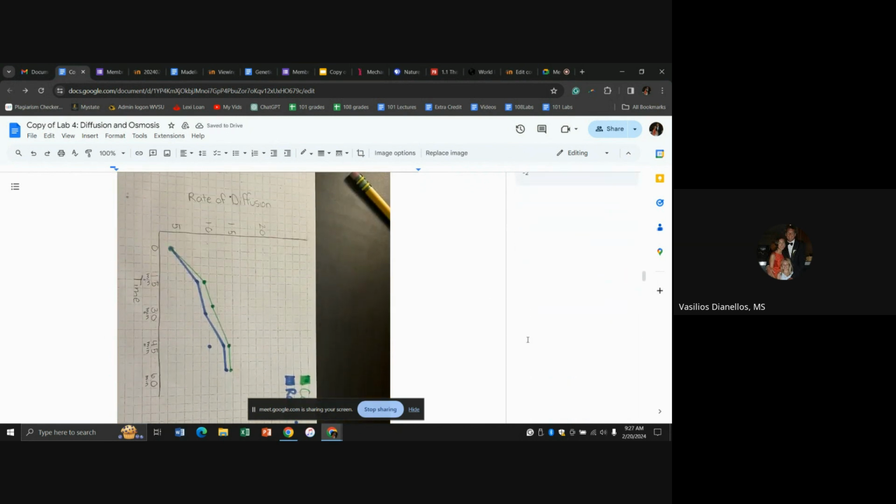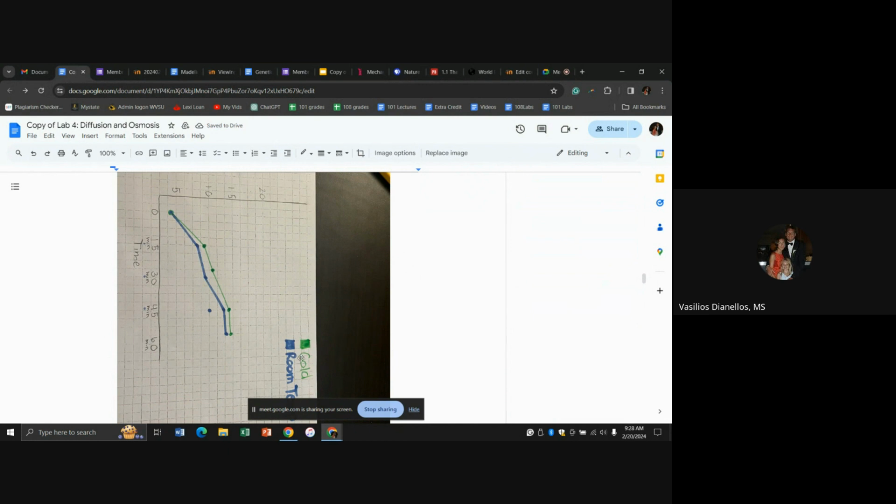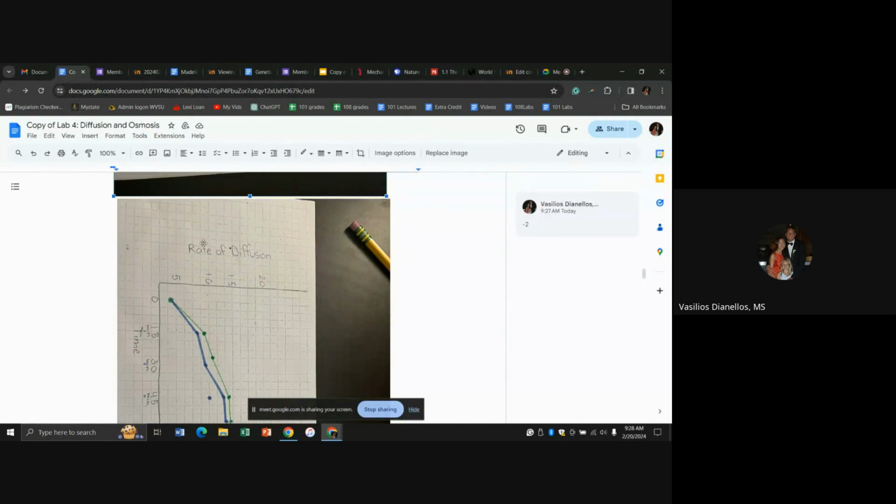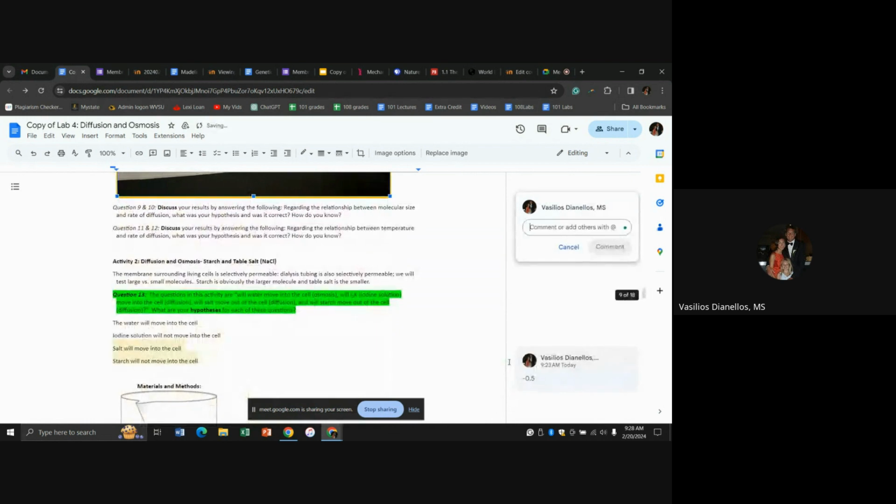Probably the same issue with this graph. Yep. Once again, no title. And again, the y-axis should say distance, parentheses mm, right? Because what we're looking at here is the distance traveled, right? You could even write that, distance traveled, or however you want to describe it, but you definitely want to have in parentheses mm, right? Anyway, so it's -2 for that graph.